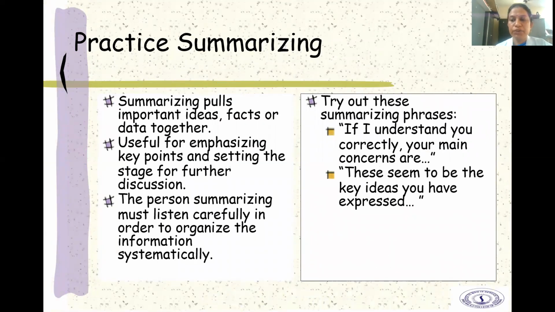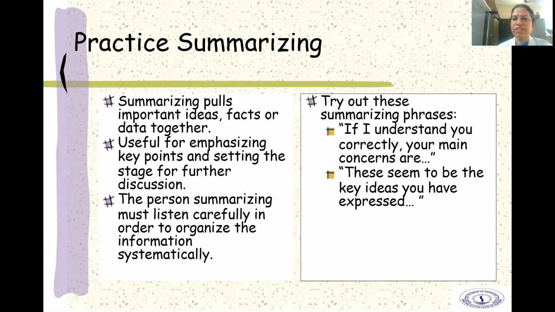Practice summarizing. So when something is taught to you, try to summarize it from the beginning till end, leaving no points. And when you summarize it correctly, you will be able to correctly answer the questions even without preparation for an exam. Summarizing pulls important ideas, facts, or data together, useful for emphasizing key points and setting the stage for further discussion. The person summarizing must listen carefully in order to organize the information systematically. Try out the summarizing phrases.